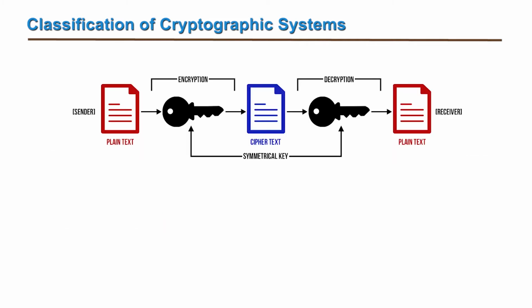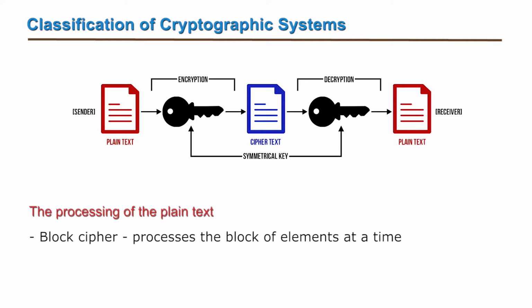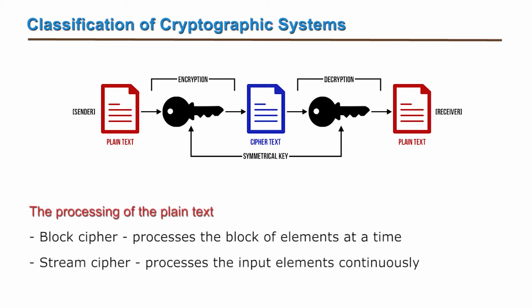The third one is the way in which the plain text is processed. There are two methods here. First one is known as the block cipher. It processes a block of elements at a time. The second one is known as stream cipher. That means it processes the input elements continuously.